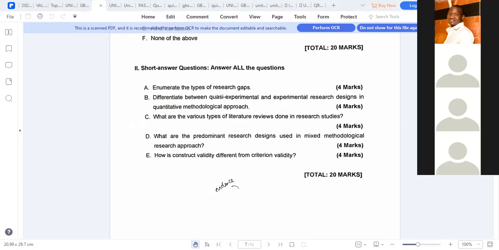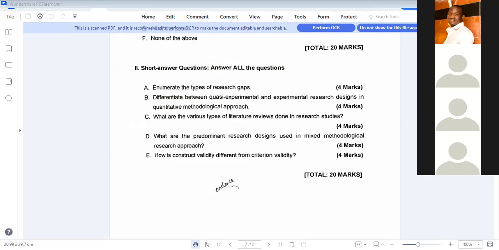So we have the explanatory, we have the convergent, we have the exploratory, and you can also use the embedded research designs. So these are the most common types of research designs that we have under the mixed approach. So I repeat, under mixed methods, the most common research designs that we use are as follows.